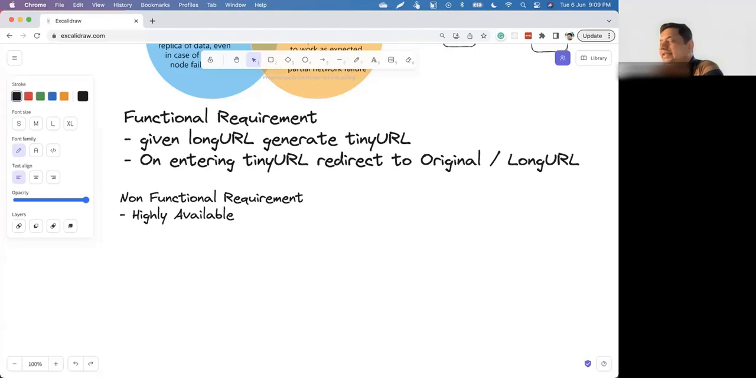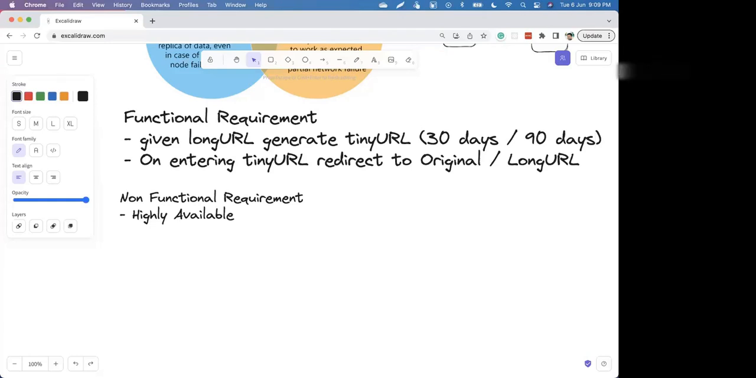Then you can ask whether we need to store some more information, right? Who creates the tiny URL, how many times the user accesses the tiny URL, and till how many years or how many days this tiny URL should be there. Should it be there for 30 days, 90 days, or always? You have to ask all these clarifying questions because it's very important, because you cannot assume anything.